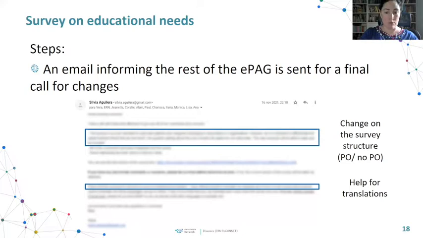We also proposed to help with translations, as the resources for translating the survey were quite limited. And then we decided that as ePAG advocates, we could translate for our own languages and we could do this for the dissemination of the survey.